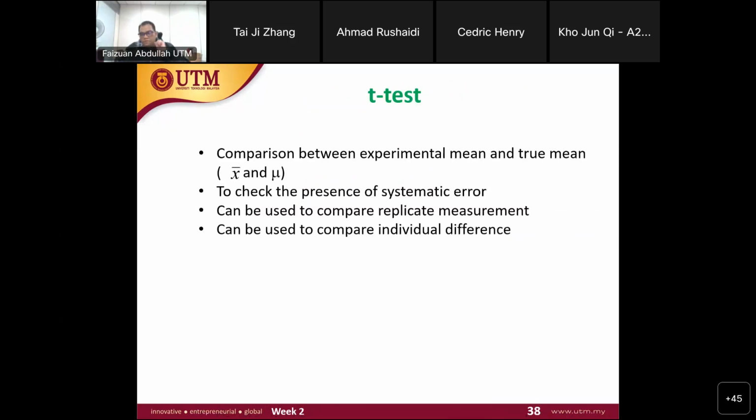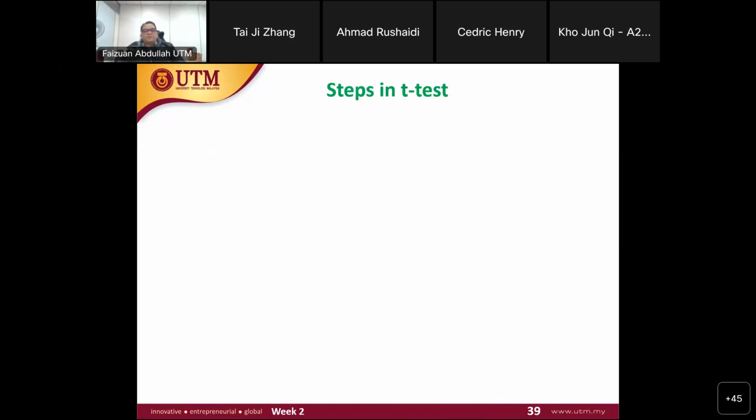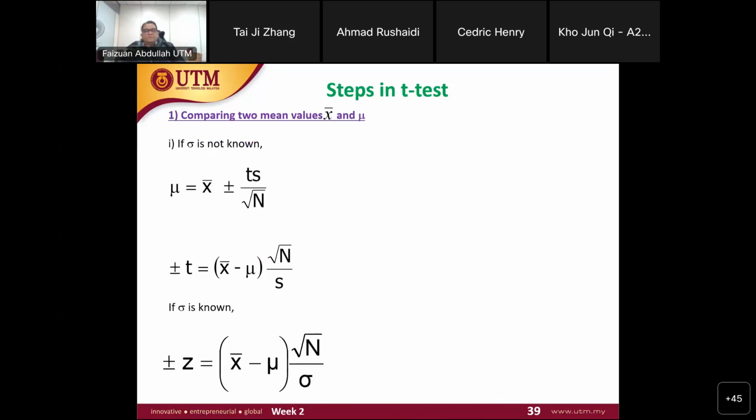Now we want to see about the t-test. I told you we have 3 types of tests: t-test, F-test, and Q-test. For the t-test, it is a comparison between the experimental mean and the true mean to check for the presence of systematic error, and it can be used to compare replicate measurements and also individual differences. So the steps in the t-test: the first one is comparing two mean values.